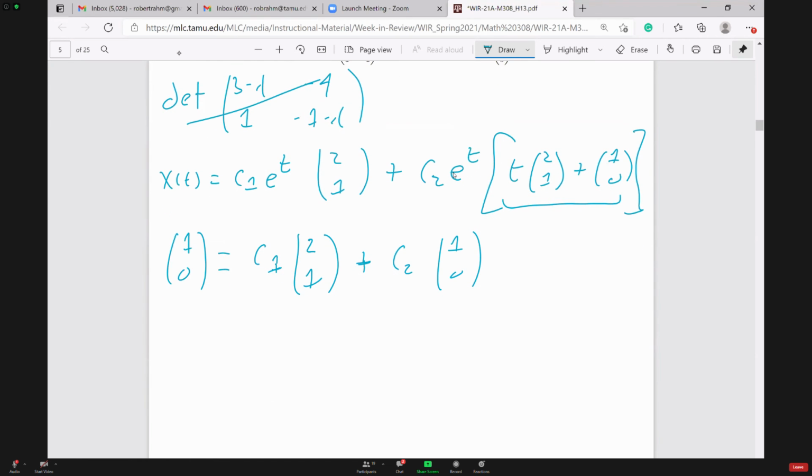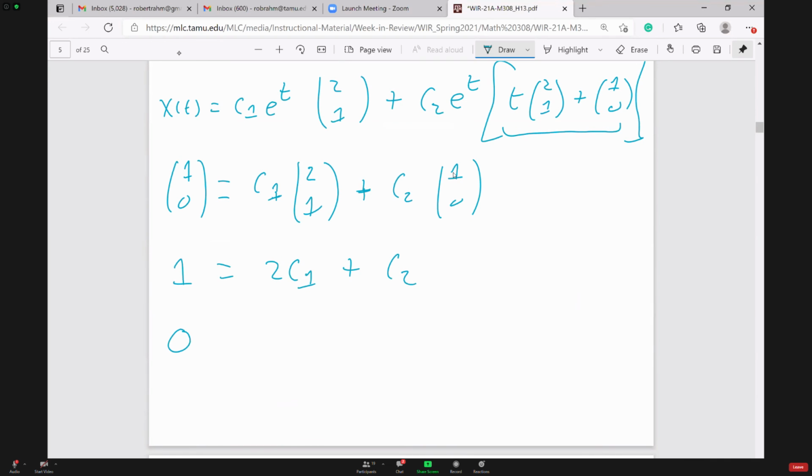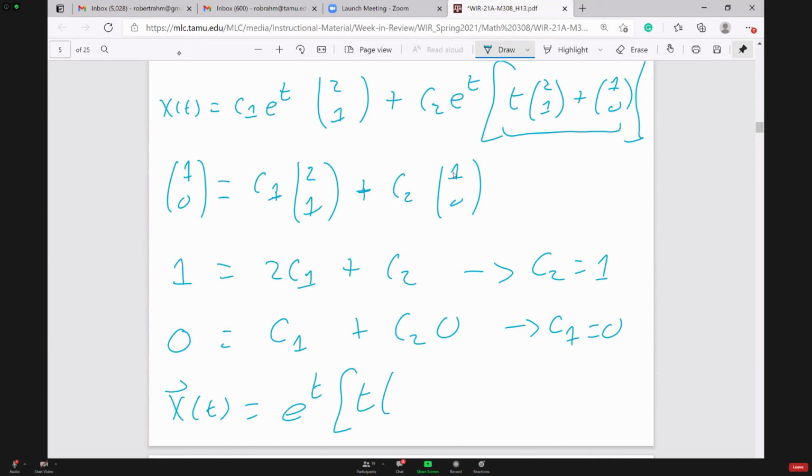All right, so this gives us two equations. The top equation is 2c1 plus c2, and the bottom equation says 0 is equal to c1 plus c2 times 0. Okay, so this bottom equation tells us that c1 is equal to 0, and then that implies that c2 is equal to 1. And so the solution to this initial value problem is x of t equal to e^t times ((2, 1) plus (1, 0)).